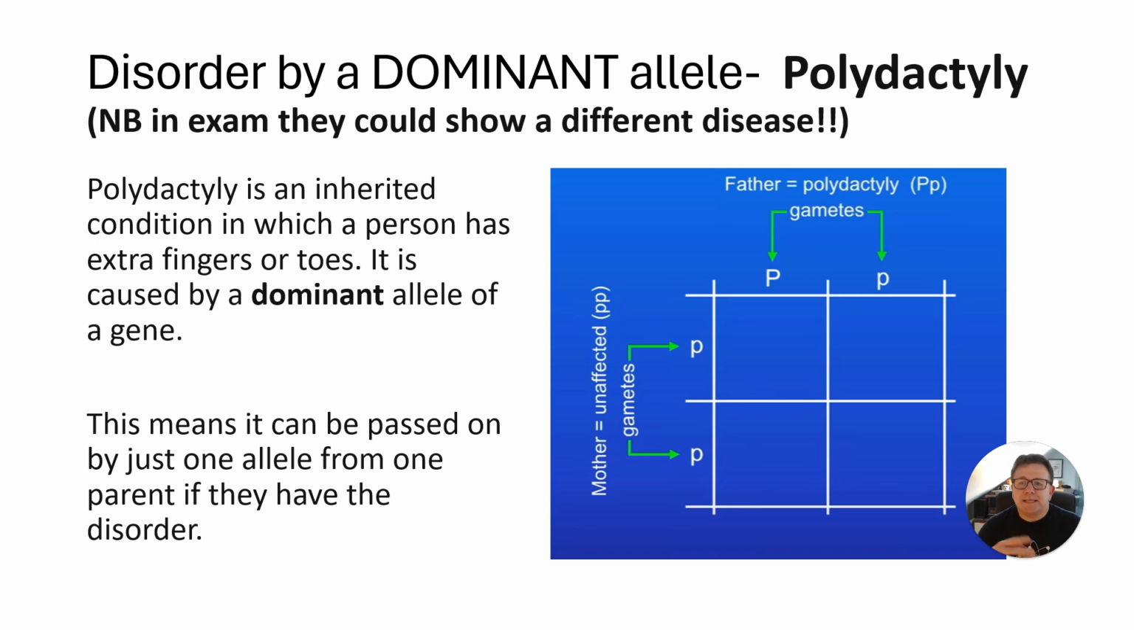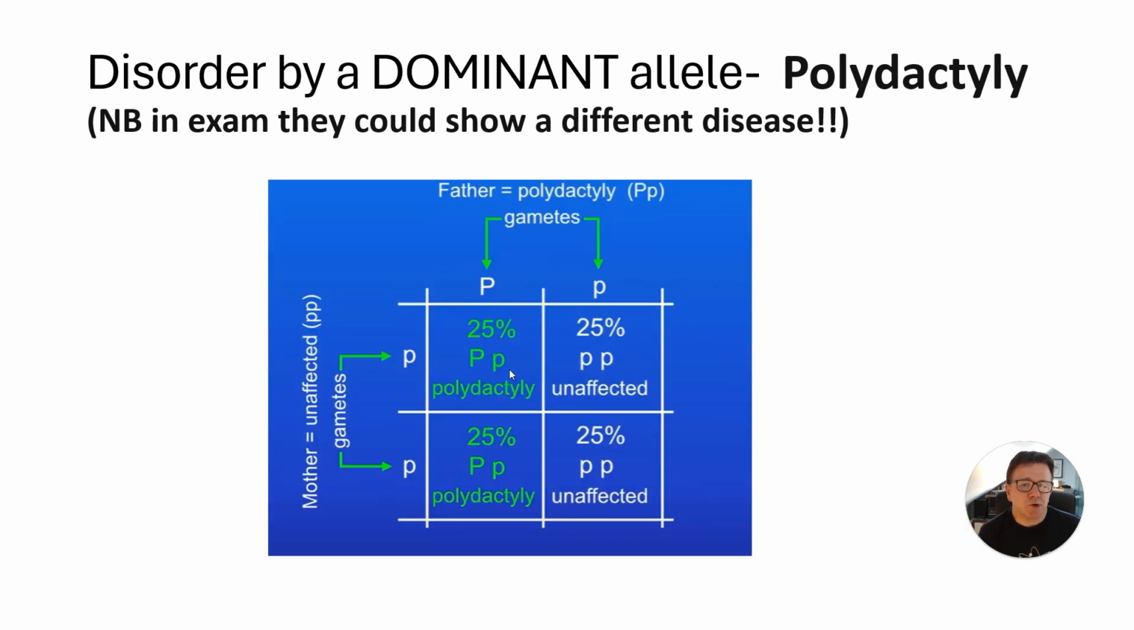So polydactyly, you have extra fingers or toes. It's caused by one dominant allele, a mutated dominant allele of a gene. So as you can see, you might be asked to do a Punnett square. When you're asked to do a Punnett square, make sure you clearly show the father and mother alleles, the gametes, and then you do a cross.